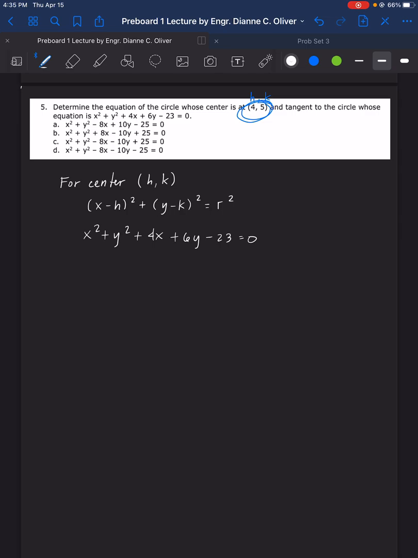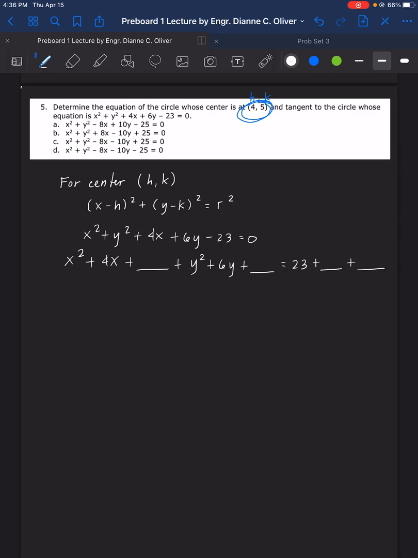To find the center and the radius, we need to complete the square for x squared and y squared. So we have x squared plus 4x plus blank plus y squared plus 6y plus blank equals, so we transpose this on the right side. Transpose negative 23, it becomes positive 23. Whatever we do here is reflected in the right side. If we add a number on the left side, we will also add a number on the right side, so that it will go back to the original equation.